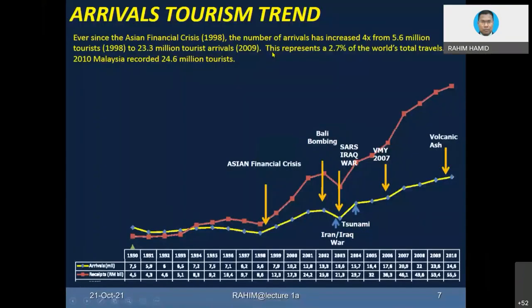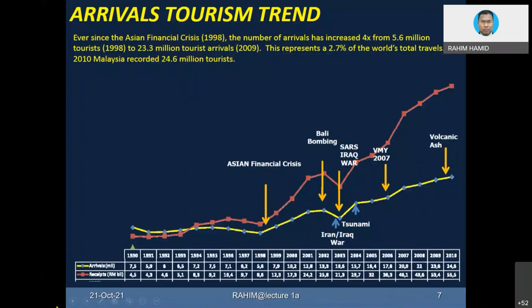Okay, welcome back. I mentioned the example of big projects such as the North-South Highway that we constructed way back in 1993, 1994, which have a big impact on other sectors such as tourism. In what way? Now let's go back to the history of the tourism industry in Malaysia.